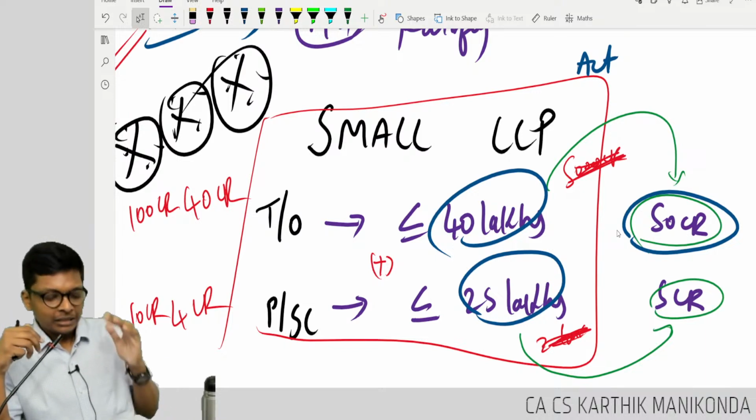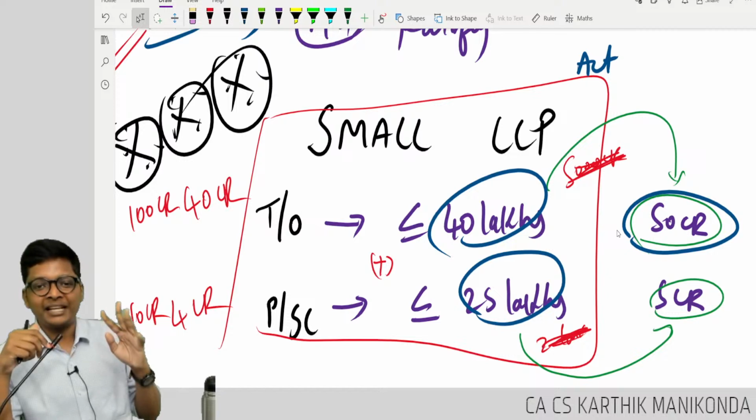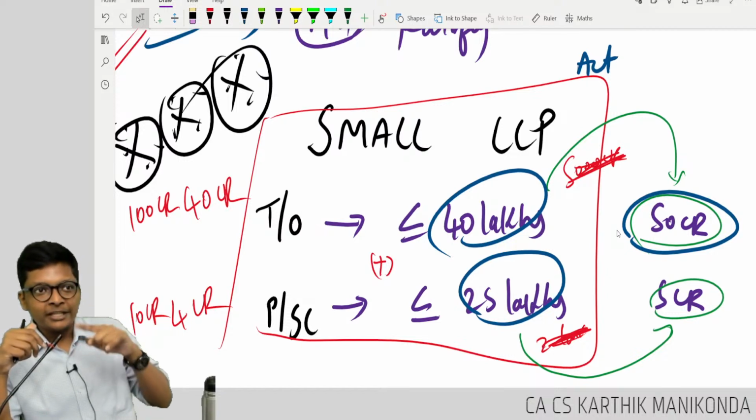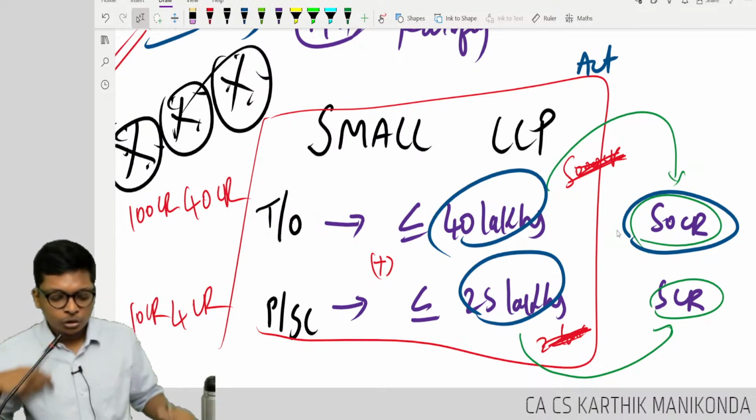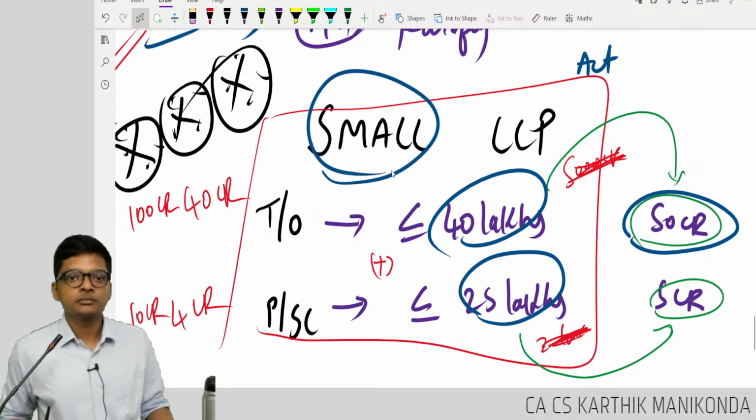Why? I cannot always keep turnover as 40 lakhs. Every year there is something called inflation. So when inflation goes up, this has to keep going up to change the definition of what is small.